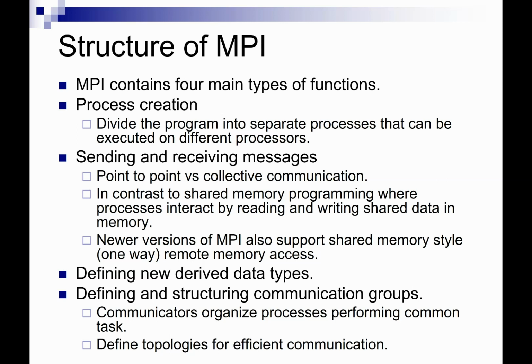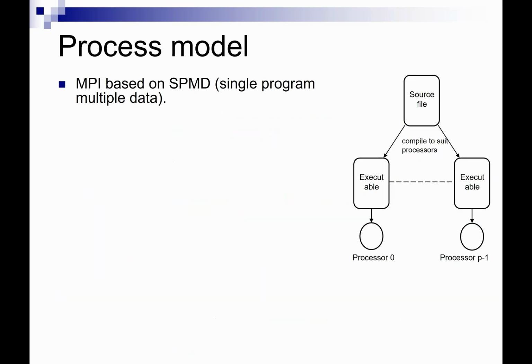Okay, so now we're going to talk about these different types of functions, and we're going to start with the process creation functions. Before we do that, we actually have to talk about what the process model for MPI is. MPI uses a model called SPMD, which stands for Single Program Multiple Data.